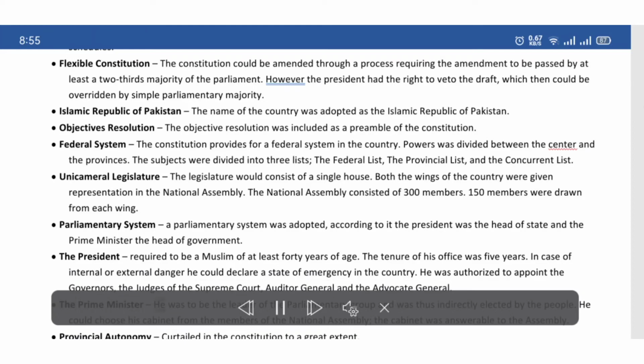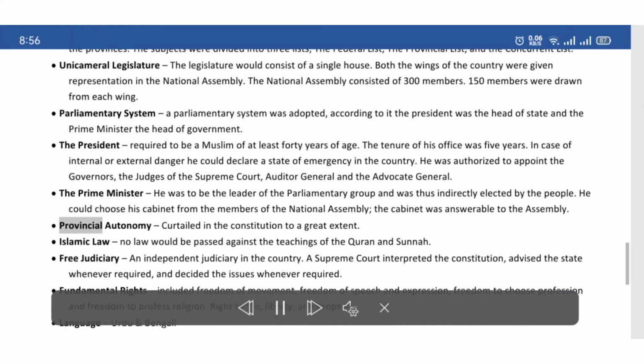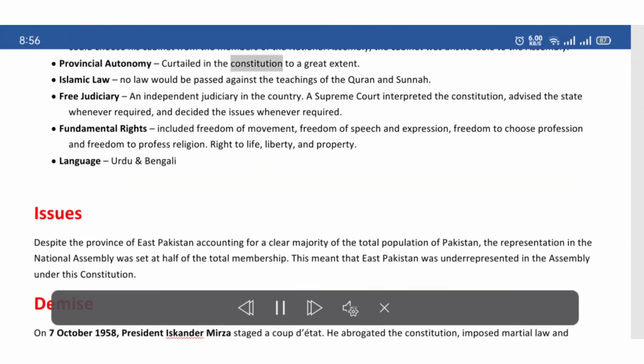The Prime Minister was to be the leader of the parliamentary group and was thus indirectly elected by the people. He could choose his cabinet from the members of the National Assembly. The cabinet was answerable to the Assembly. Provincial autonomy. Curtailed in the Constitution to a great extent. Islamic law. No law would be passed against the teachings of the Quran and Sunnah. Free judiciary. An independent judiciary in the country.